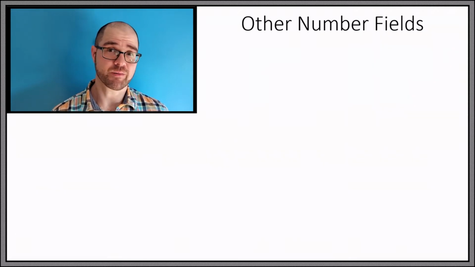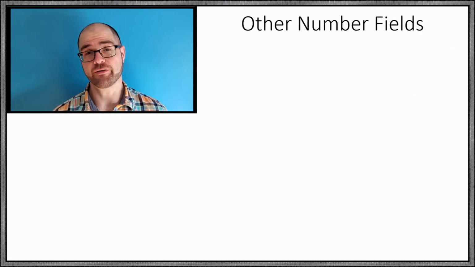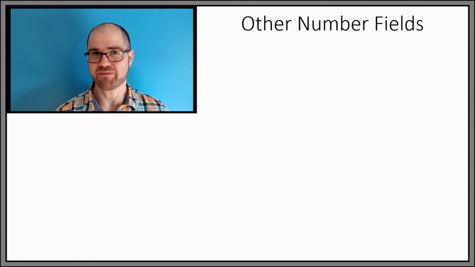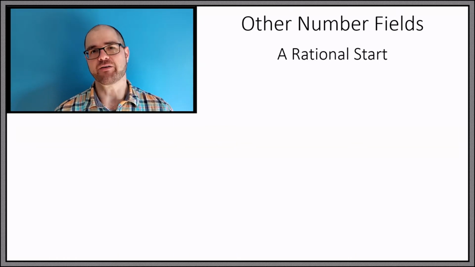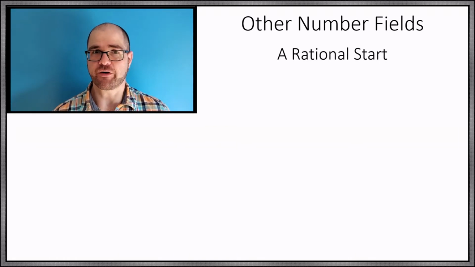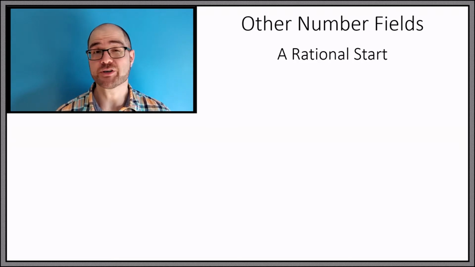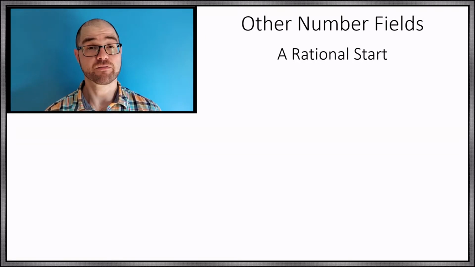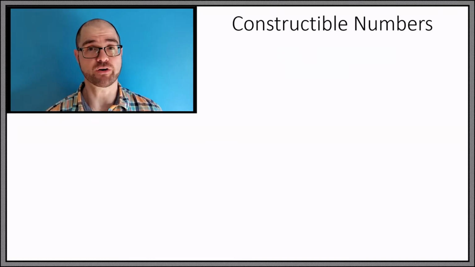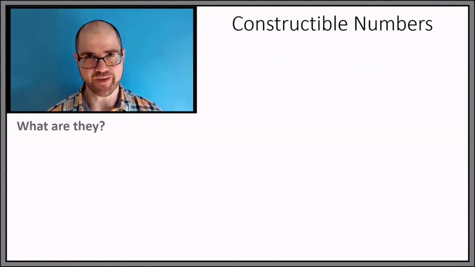But there are interesting number fields that we can build. If we want addition and multiplication to behave like we're used to, and for inverses to exist, we want all the rational numbers. So until the very end, we'll keep the rational numbers as our starting point and briefly run through a bunch of other number fields that get thrown around. First up, what are called constructible numbers. Okay, what does that mean?